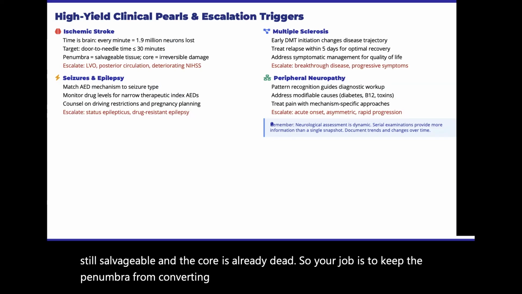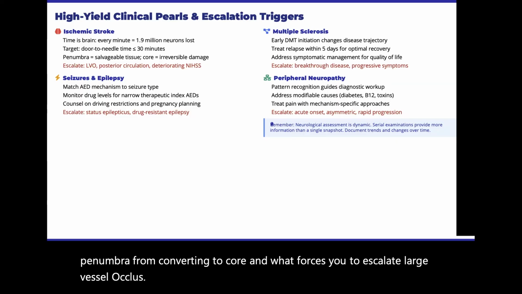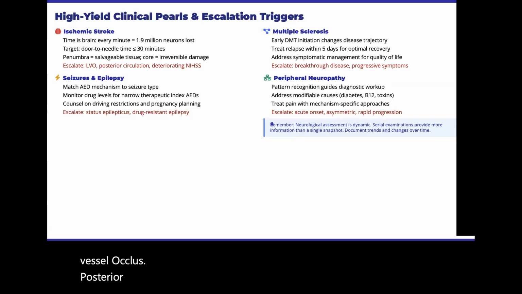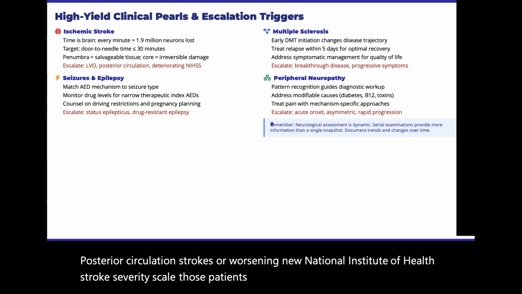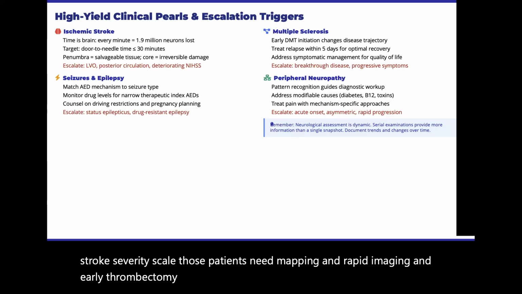And what forces you to escalate? Large vessel occlusions, posterior circulation strokes, and or worsening new National Institutes of Health Stroke Scale. Those patients need mapping and rapid imaging and early thrombectomy if they have a large vessel occlusion.